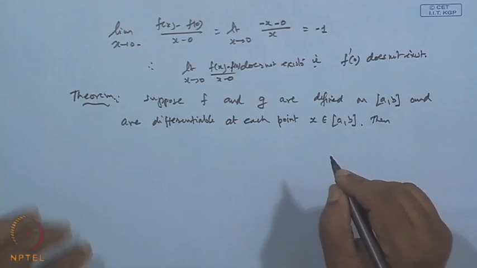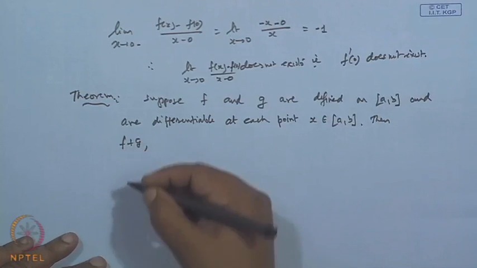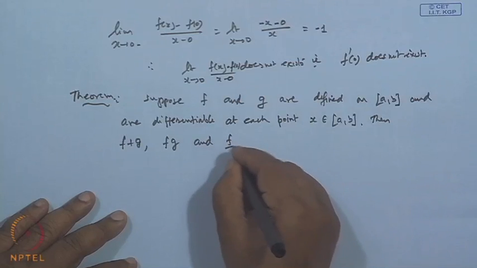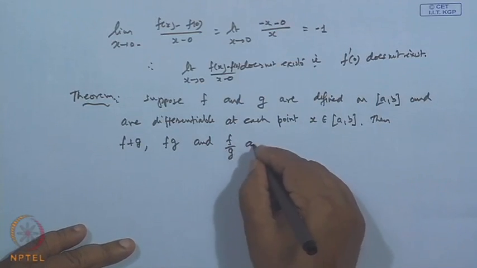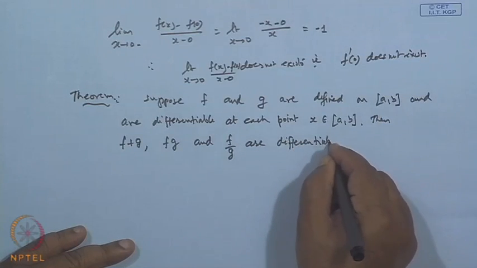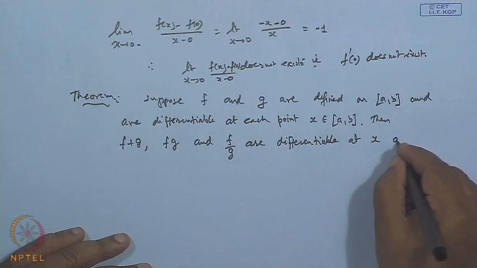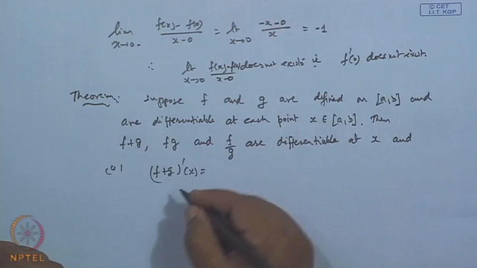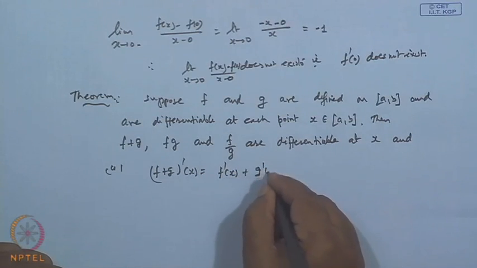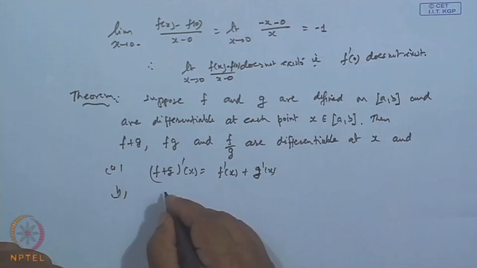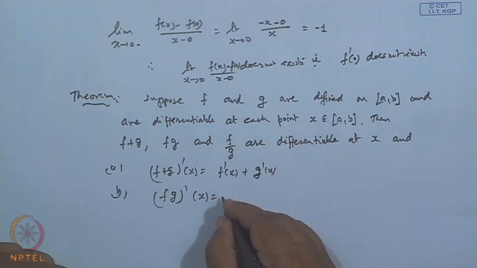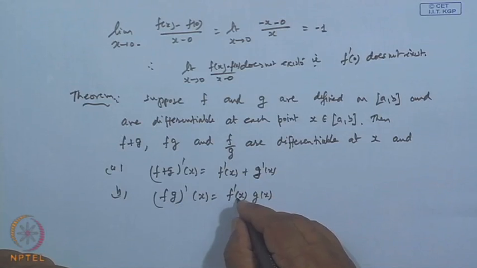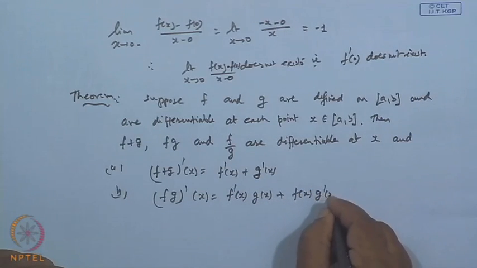Then f + g, f - g, fg and f/g are differentiable at x, and the derivative of the sum at x is f'(x) + g'(x). For the product fg, the derivative at a point x is the derivative of the first function multiplied by the second, plus the first function multiplied by the derivative of the second.